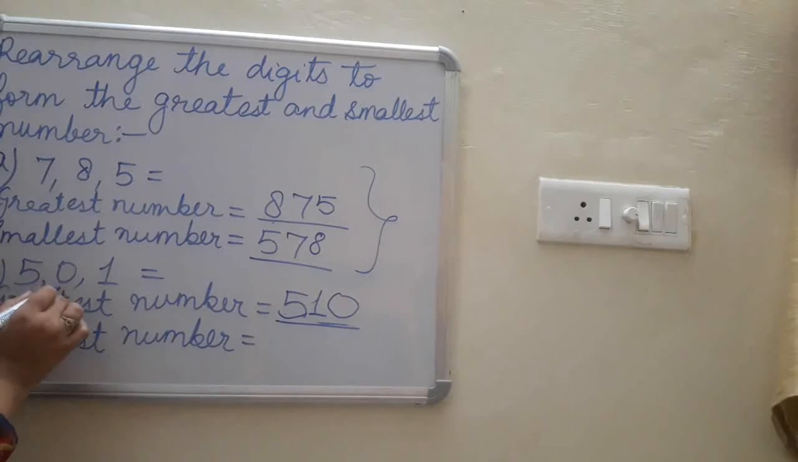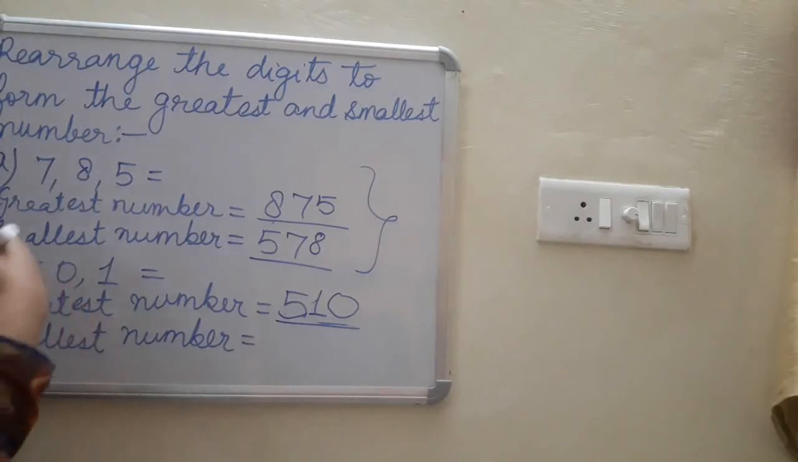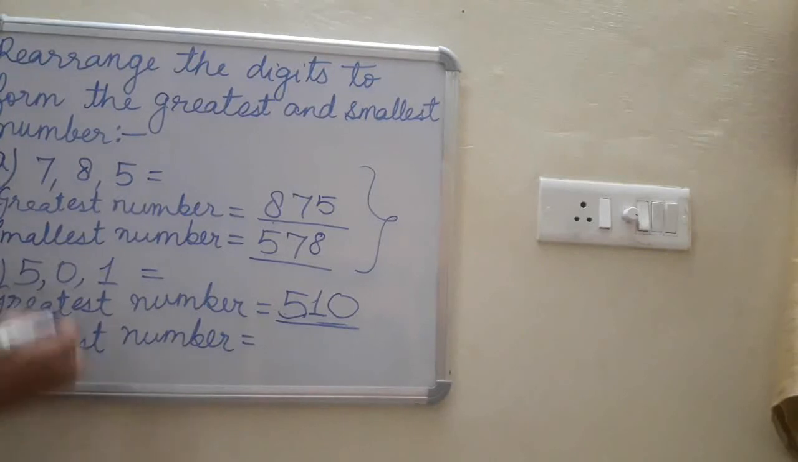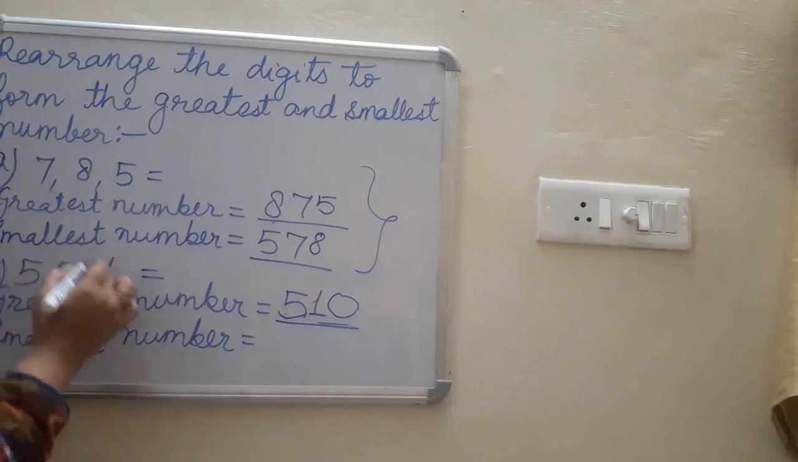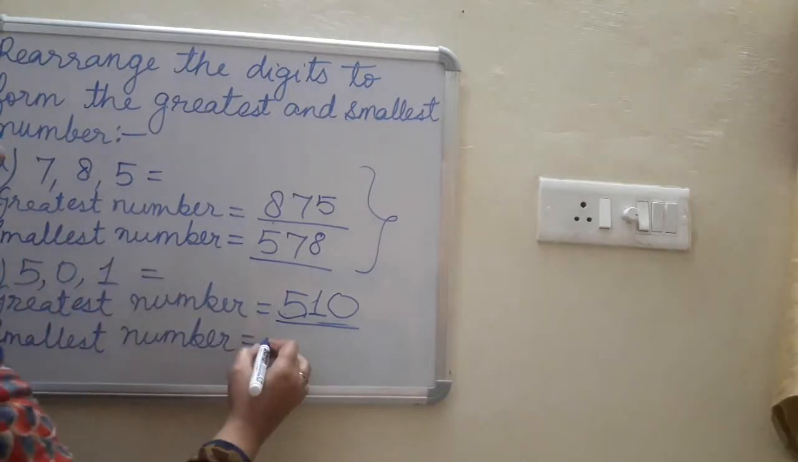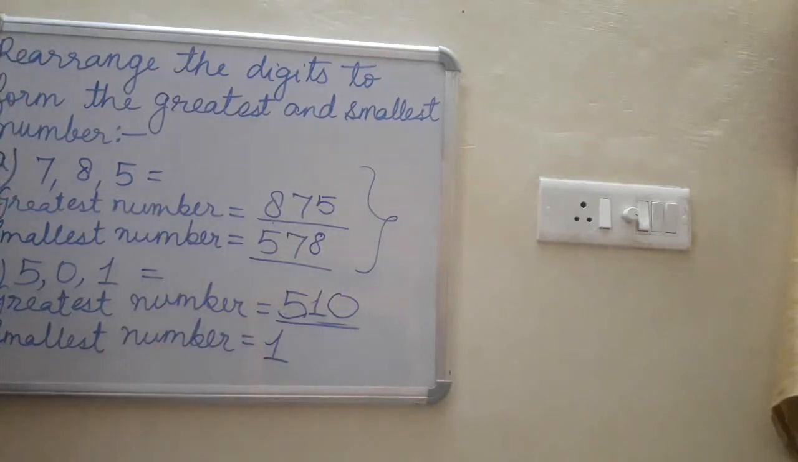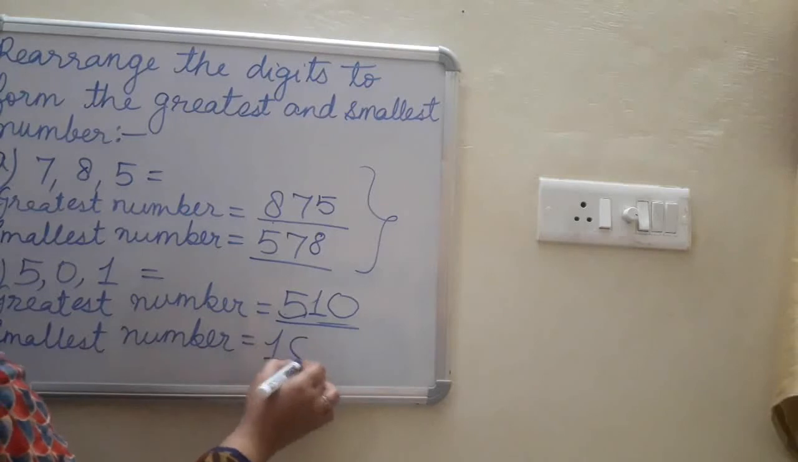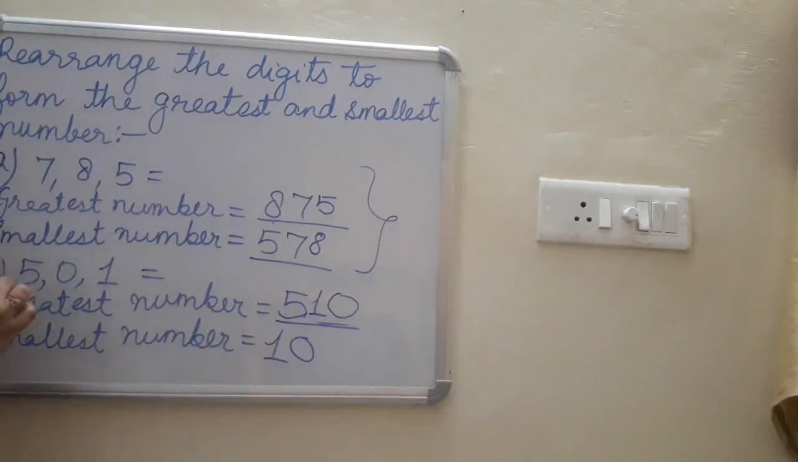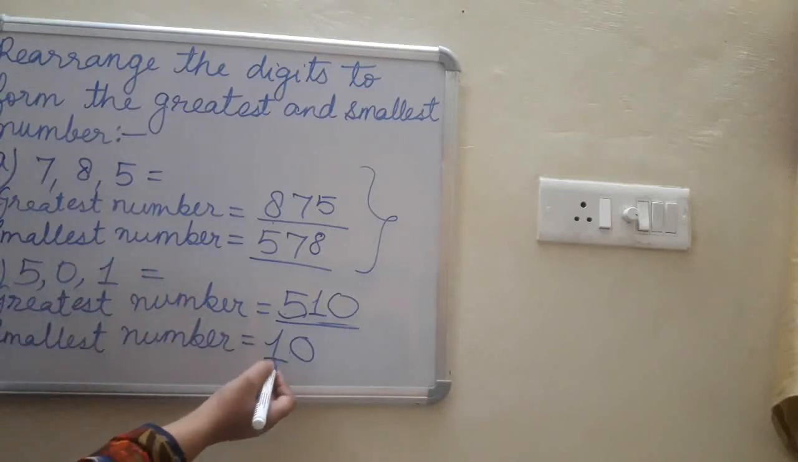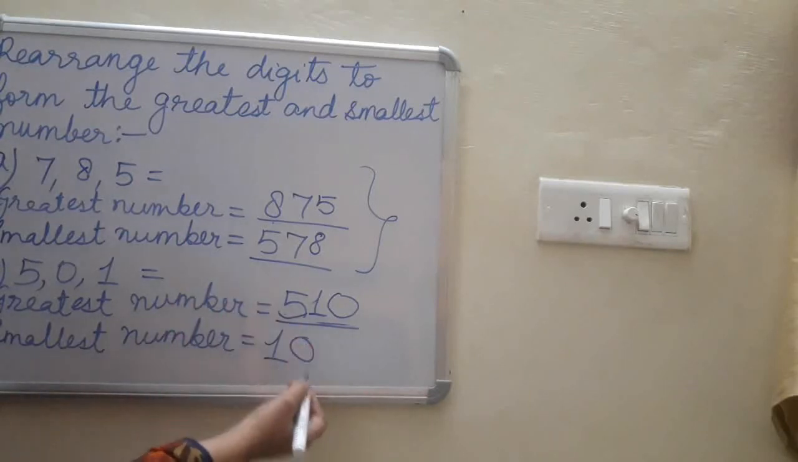Though 0 is smaller, we will not write 0 in the first place. So always remember, whenever there is 0, we will take 0 in the second position. So which number is just greater than 0? That is 1. So we will take the digit 1. Now we will put the digit 0. Whenever there is 0 and we have to form the smallest number, we will never take it at the first place. We will always put it at the next place.